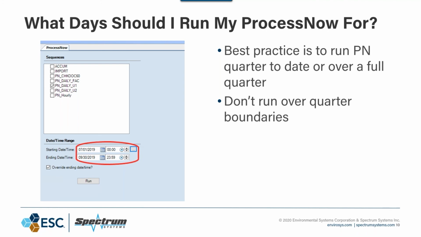Now, in the situation right here, this is the correct way to do it: July 1st to 9/30. But if you go ahead and enter, for example, July 1st to October 2nd, this can cause quite a mess, especially with Process Now errors. So just make sure that whenever you are running your daily sequences, you don't run over quarter boundaries. Just make sure that you have them within, if it's first quarter, January 1st to March 31st, and et cetera for the remaining quarters.